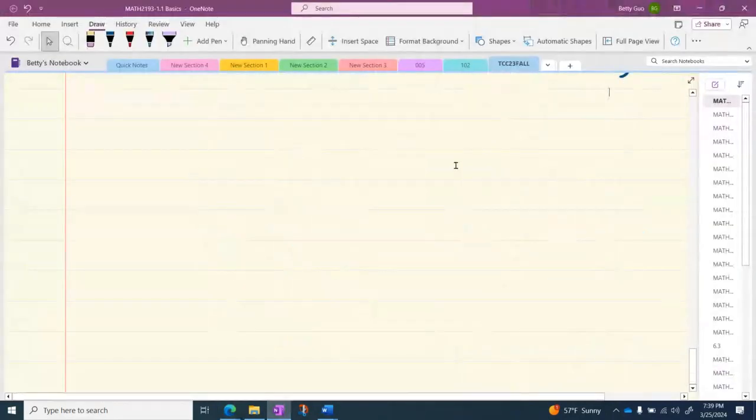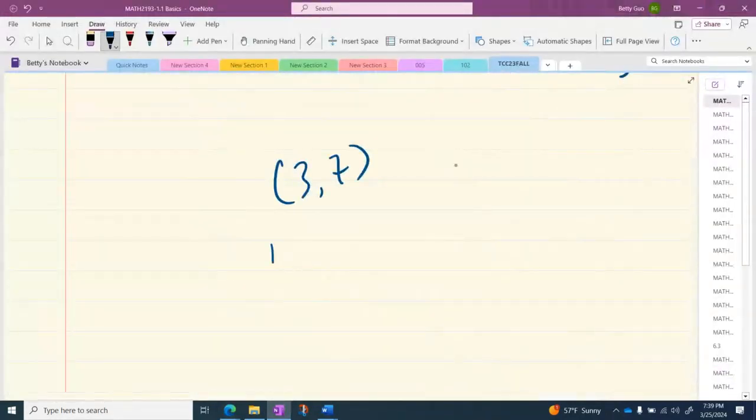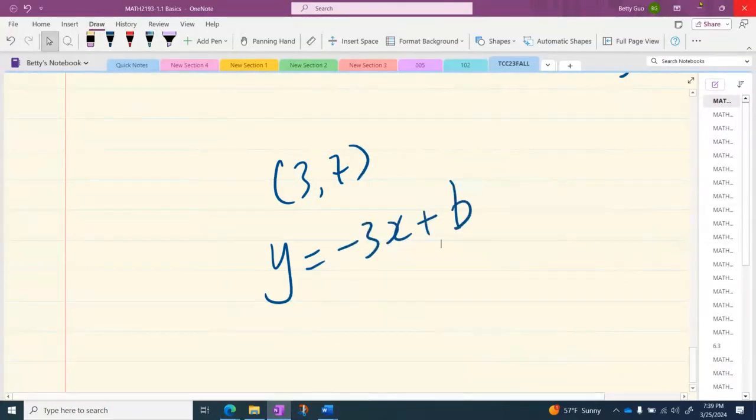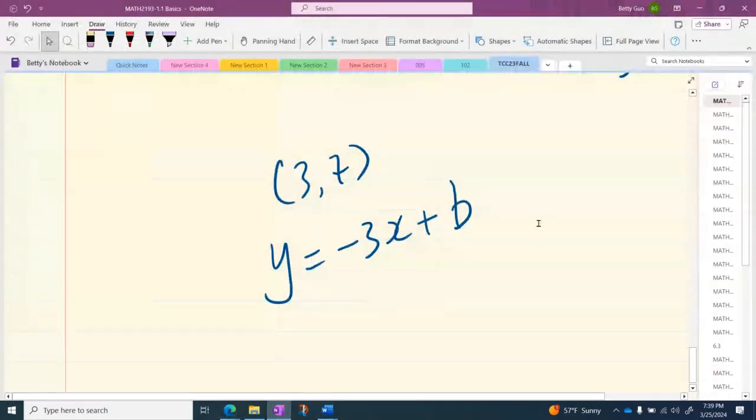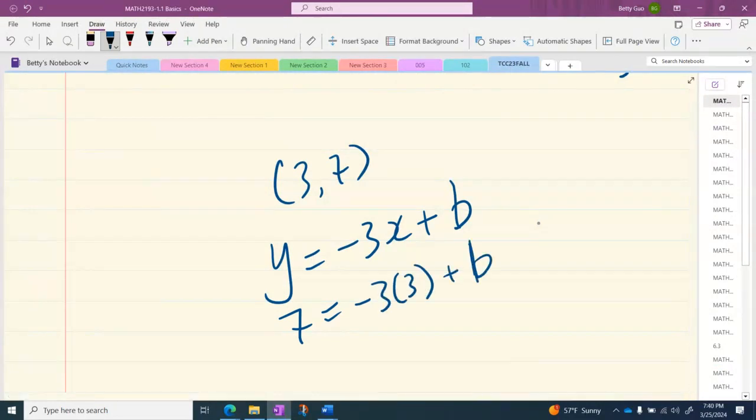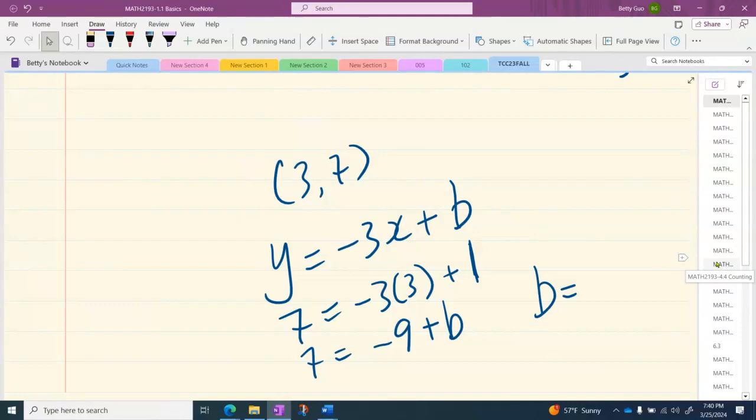The given point is 3, 7. The straight line is y equals 93x plus b. We're plugging in x equals 3, y equals 7. 7 is here. 3 is here. Plus b is here. 7 equals 93 times 3 is 99 plus b. And what's the value of b? What's the value of b, guys?